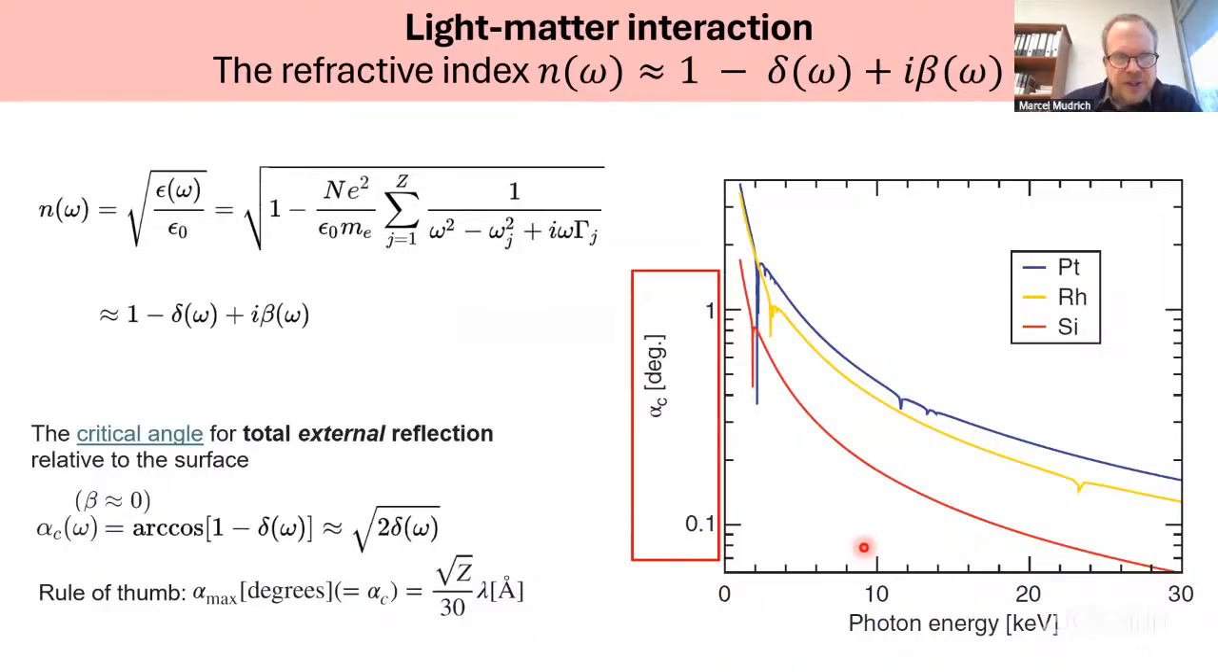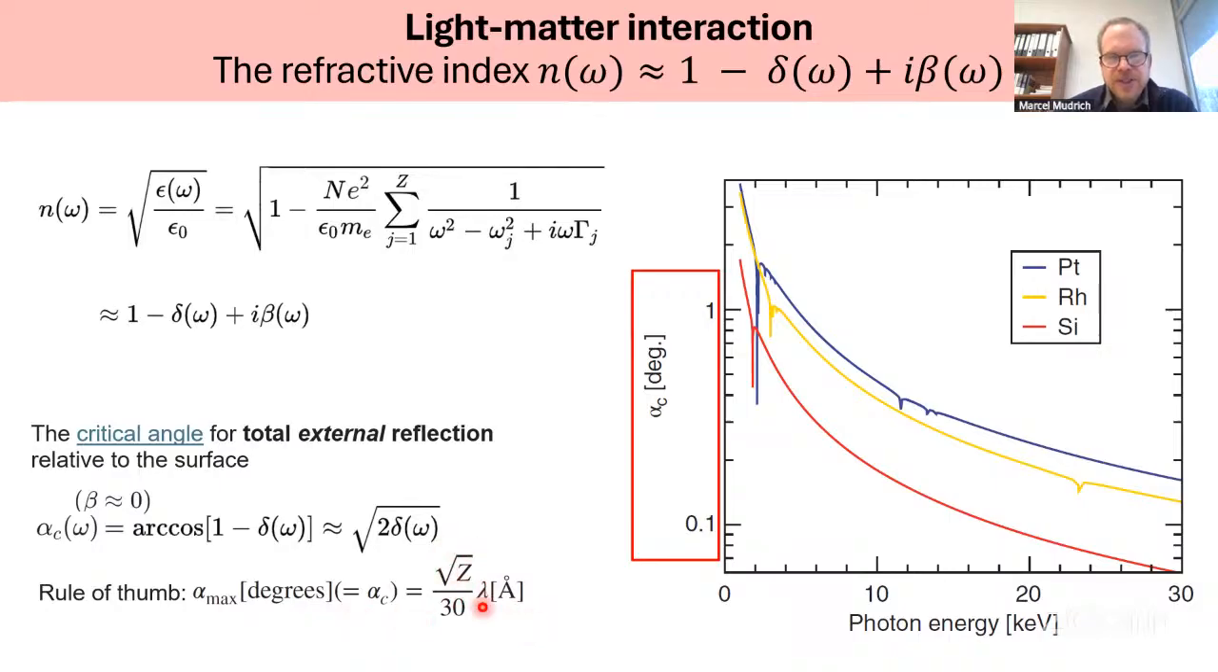This has a beneficial property, namely we can realize conditions of so-called total external reflection. Total external reflection is similar to total internal reflection, what you know in the visible range, but for typical index of refractions that are larger than 1. But in the X-ray, where the index of refraction can be smaller than 1, there we can achieve total external reflection. And the rule of thumb for calculating the critical angle when total external reflection happens is given here.